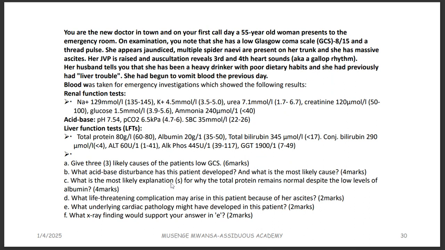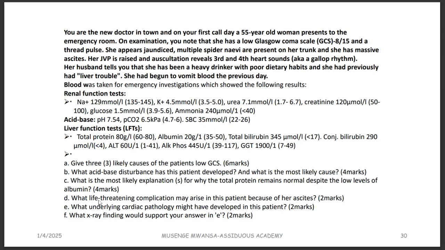And then see what is the most likely explanation for the total protein remaining normal despite the low levels of albumin. You can see total protein is 8, which is normal, albumin is 20, which is low. A possible explanation is that the total protein can remain normal because of an increase in globulins. We have different types of globulins, like the beta globulins, the antibodies, gamma globulins, the clotting factors. These can be produced from other parts of the body, not the liver. The albumin, which is produced by the liver, can be reduced because the liver in this condition is failing. But from other body parts, the globulins will be produced. So the other globulins are compensating for the low albumin, and that's why the total ends up being normal.